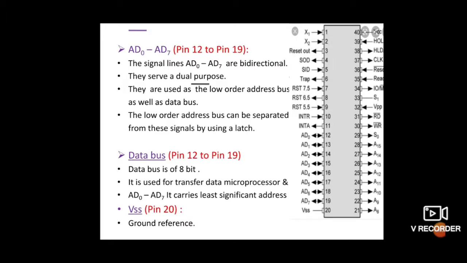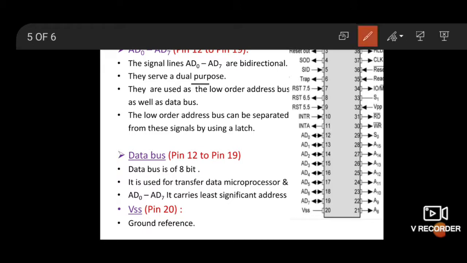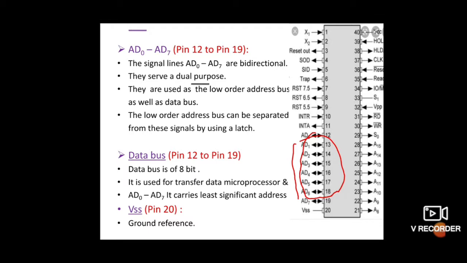Now the next pins are AD0 to AD7. These are the AD0 to AD7 pins. A means address pins, D means data pins, that is the address bus and data bus. They are pin number 12 to pin number 19.